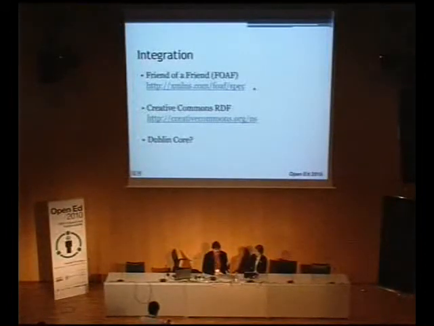So, integration points. Friend of a Friend is a common way of describing people in relationships. The Creative Commons RDF, these are things that we've already planned to integrate into the rubric ontology, but we're not going to try to duplicate them because these are some of those bubbles in the massive graph that are out there for us to leverage.